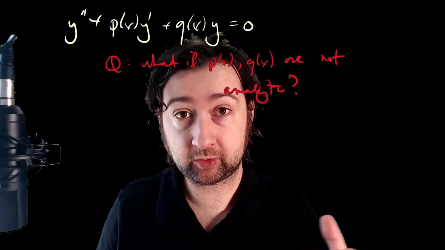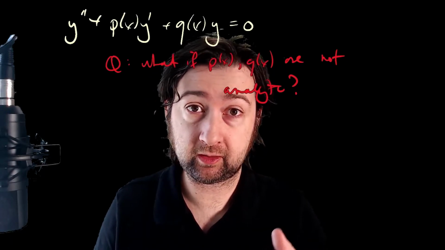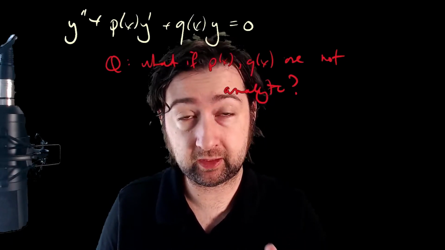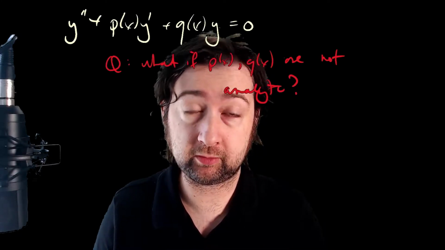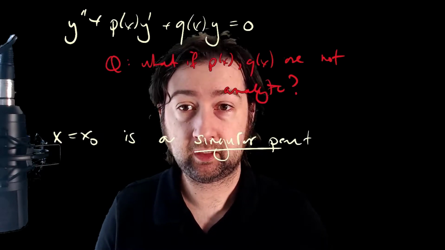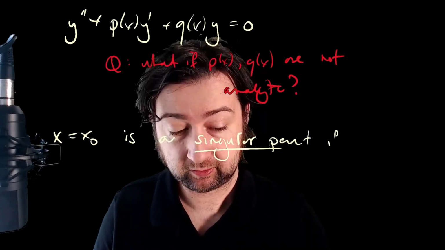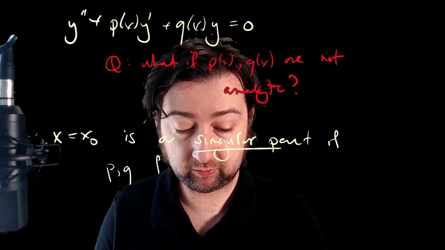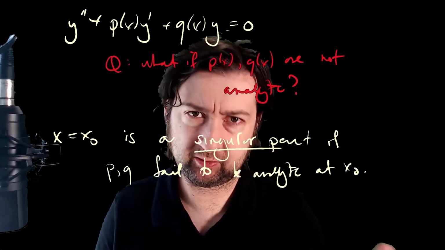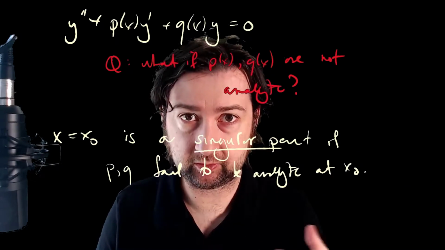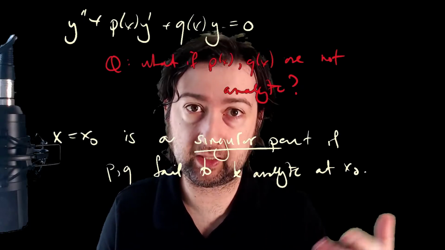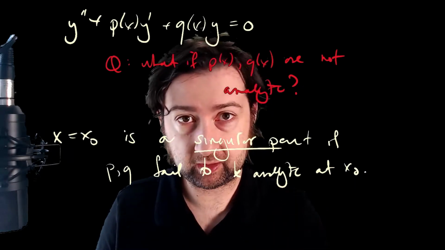First, we're going to need some terminology. Points where a differential equation fails to have its coefficient functions analytic are going to be called singular points. x = x₀ is called a singular point for a differential equation if p and q fail to be analytic there. So again, you can think of having asymptotes as being how a function can fail to be analytic.